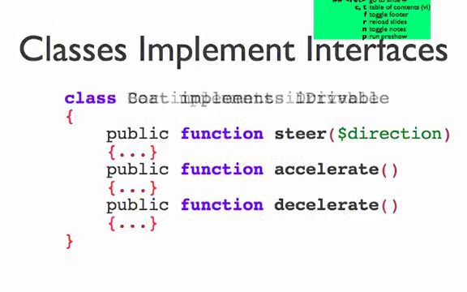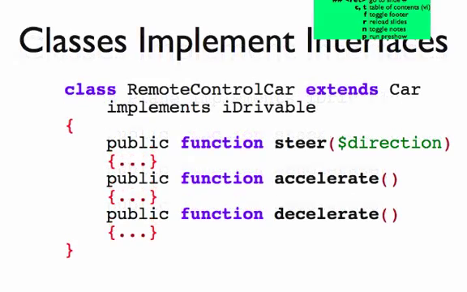You're saying right here, right? Yeah, so this part implements iDrivable. It's automatically implementing iDrivable by the fact that it extended Car, which already implemented iDrivable. So you would not need to have implements iDrivable.